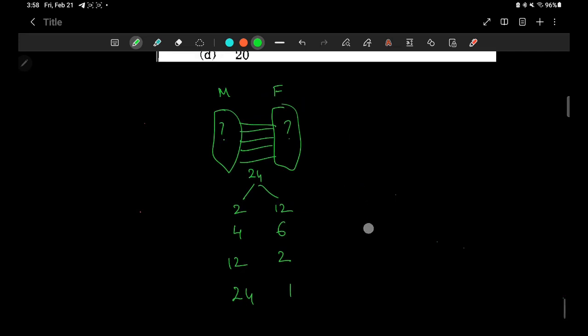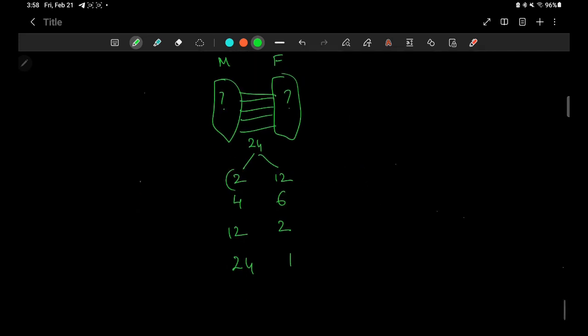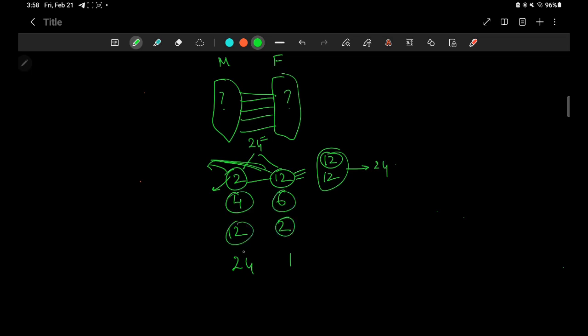Let's visualize this. Now suppose there are 2 males. If I need 24 handshakes, how many females do I need? I need 12, no? Because the first male will handshake with the 12 females and get 12 handshakes, and the second male will handshake with the 12 females. Another 12 handshakes will be possible, so leading to 24. Similarly 4 also, 4 and 6, 12 and 2, 24 and 1. Got it?